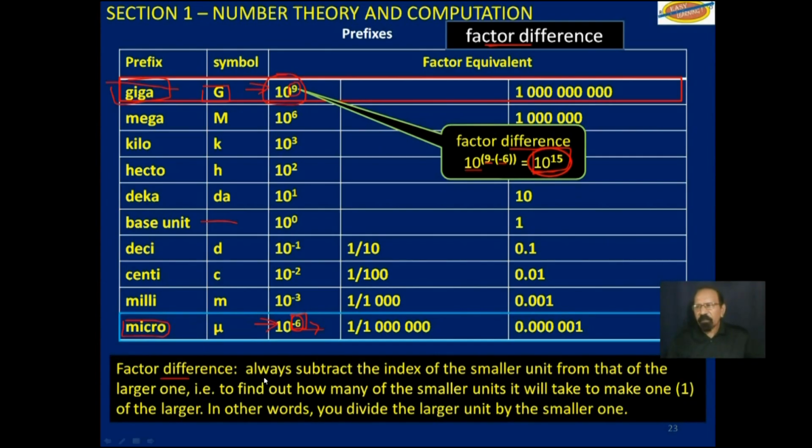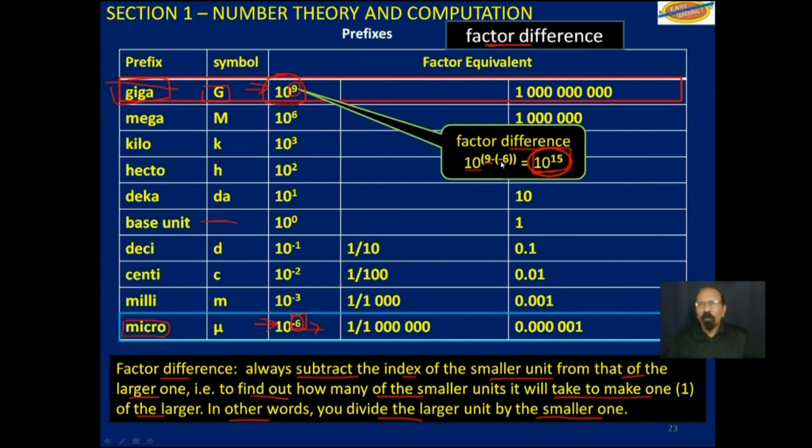The factor difference: always subtract the index of the smaller unit from that of the larger one. That is, you want to find out how many of the smaller units it will take to make one of the larger one. In other words, you divide the larger unit by the smaller one, and when you are dividing indices, you actually subtract them if they have the same base. And in this case, the base is 10. So the base is the same. All you need to do is subtract the indices to divide them.